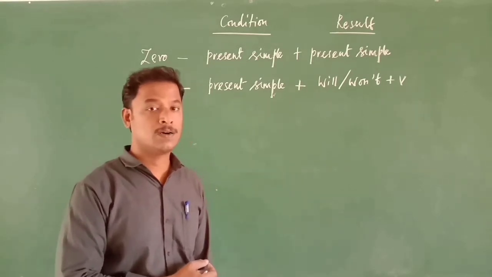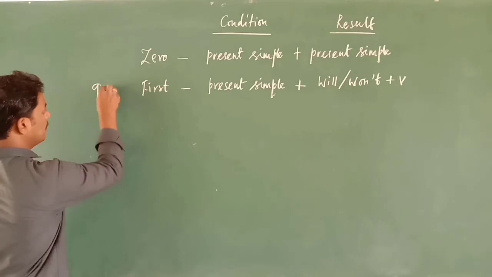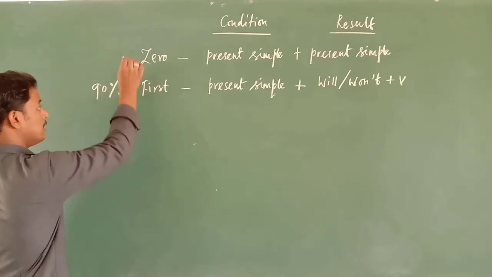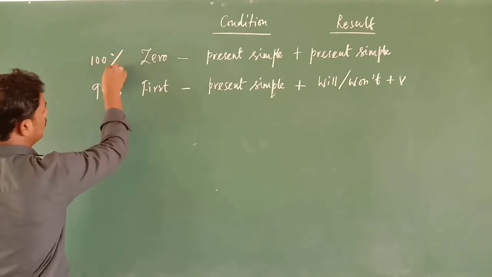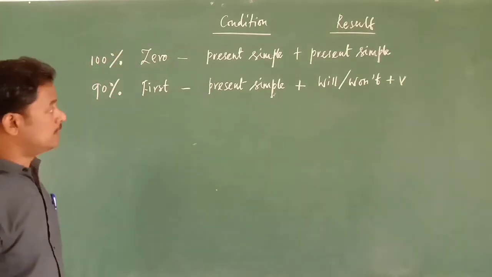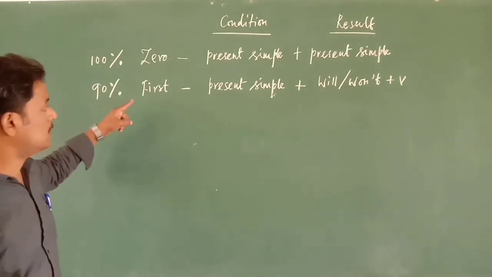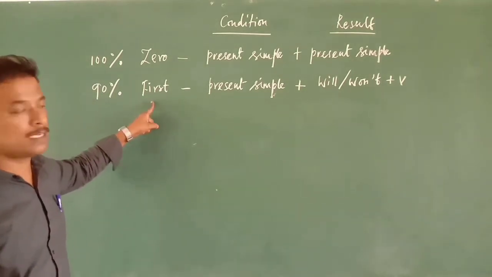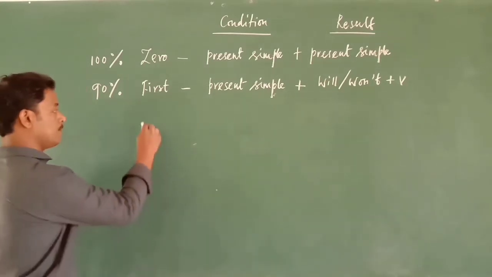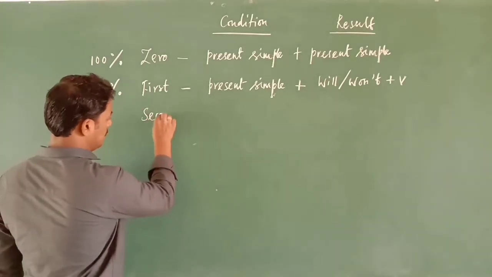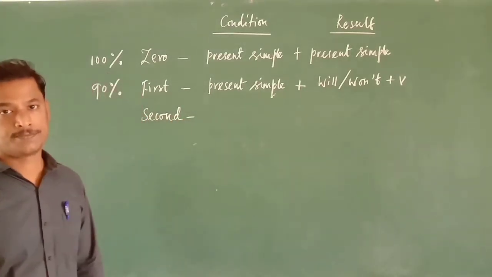The chances of this situation happening is 90%, whereas the chances of happening in zero conditional is 100%, and the chances of happening in the first conditional is 90%. Okay, right. Next, second conditional or imaginary conditional.